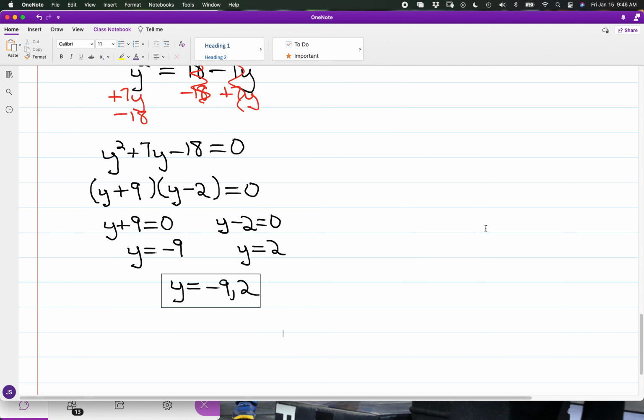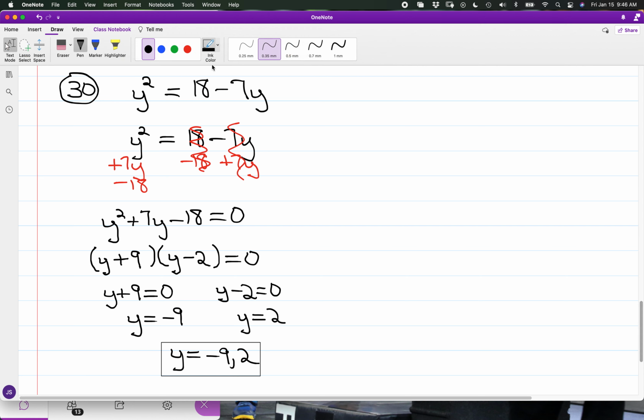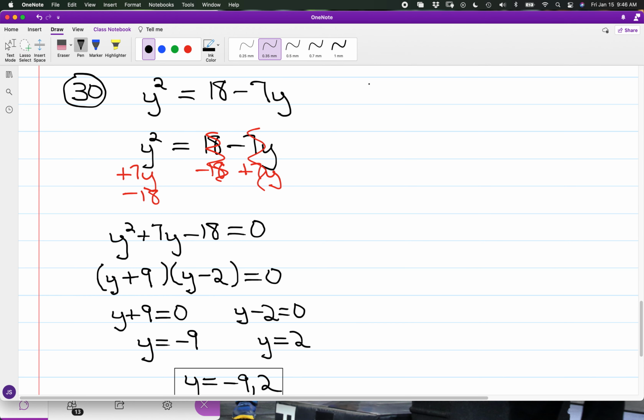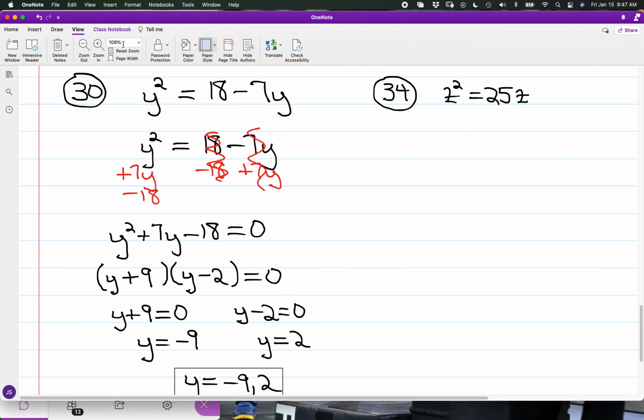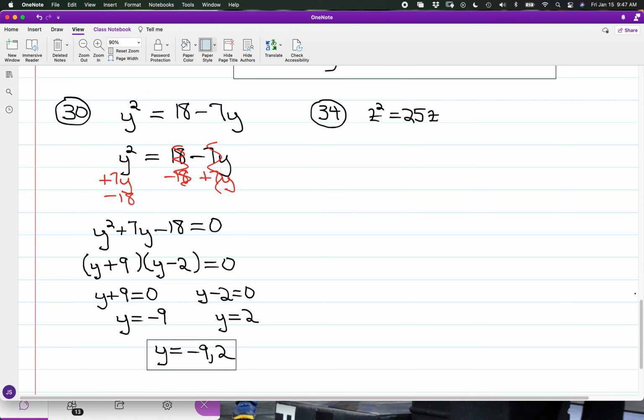Now for what we have, say, in the case of number 34, we have another change up in the variable. This time we're going from y to z. And here we have z squared is equal to 25z.